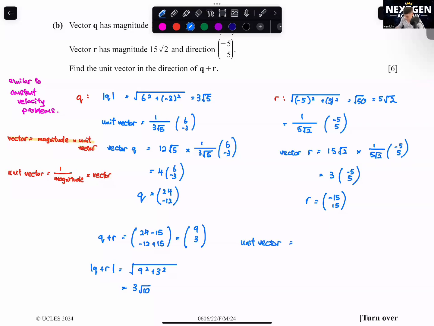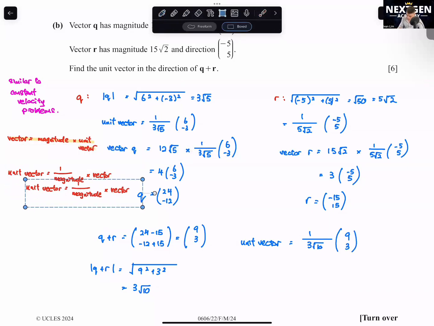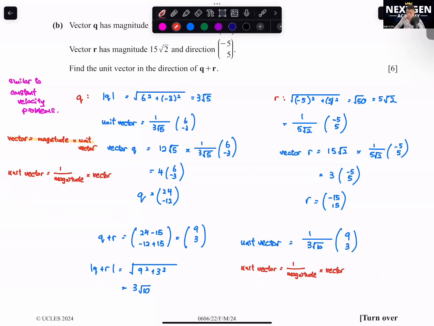is equal to 1 over magnitude times vector. I'm just using this same one over here. The 9, 3 is the vector, the vector Q plus R. What is a vector? Magnitude and direction. That's the definition.